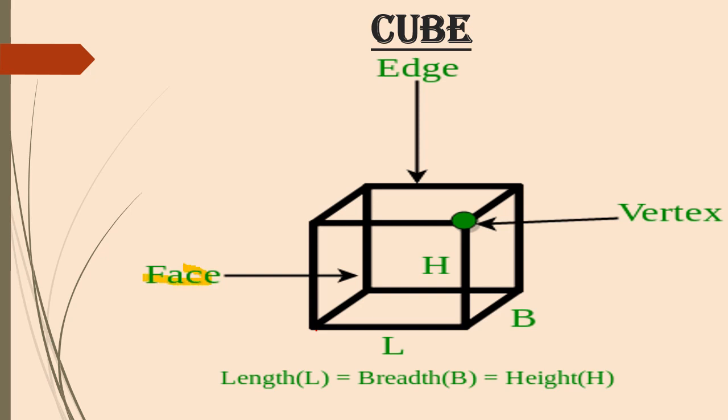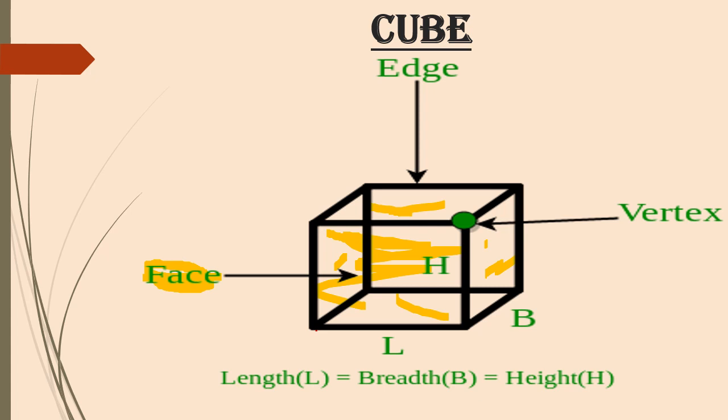Here, this is face. So what is face? What is face of a cube? You look here, this part, upper part, side part, downside part, this side part, back side part. So all these are called faces of a cube.